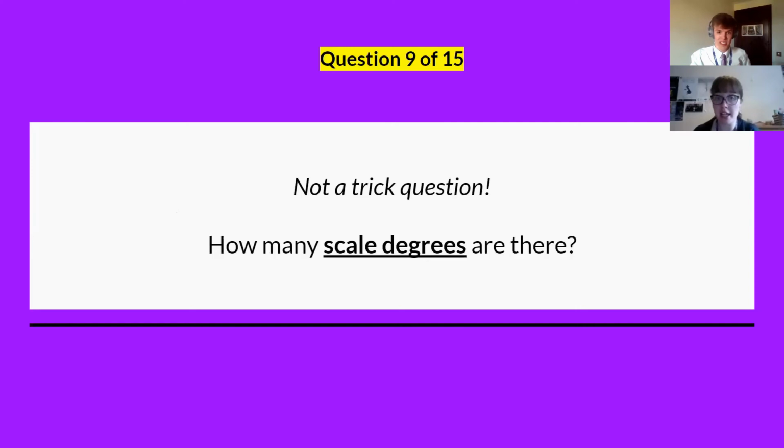Question number 9. How many scale degrees are there? Think carefully. Try and count it on your fingers.